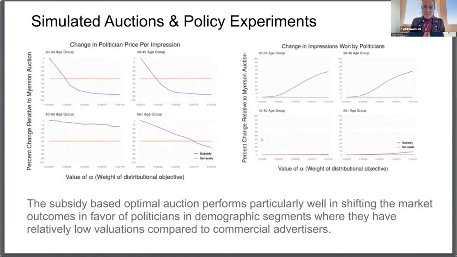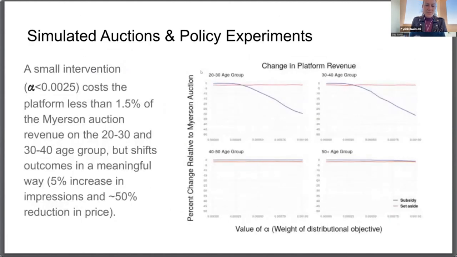The subsidy approach that we propose, based on the optimal auction, performs particularly well in demographic groups where politicians are particularly at a disadvantage compared to commercial advertisers, those being the younger demographic groups. A very small intervention with alpha lower than 0.0025 will cost the platform less than 1.5% of the Myerson auction revenue on those demographic groups, while also meaningfully shifting the outcomes for politicians.